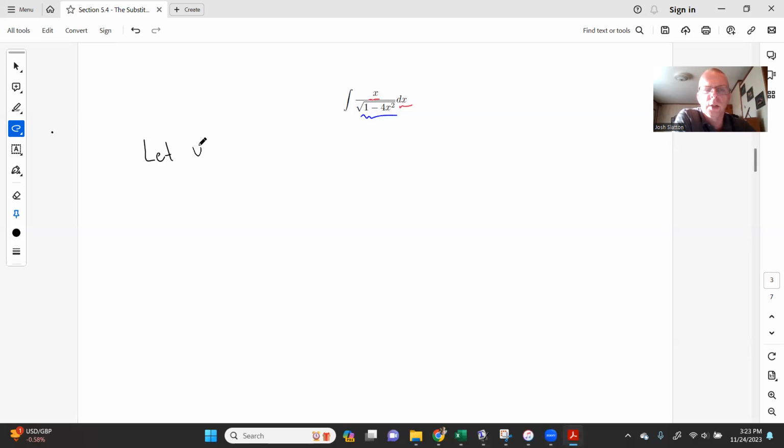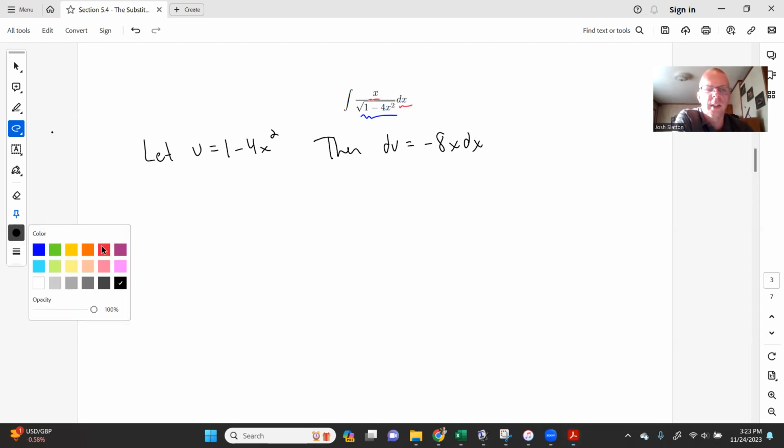So let u equal 1 minus 4x squared. Then du is negative 8x dx. And again, we have to adjust the du equation, so we only need x dx. So underline that, get that by itself. So let's divide by negative 8.